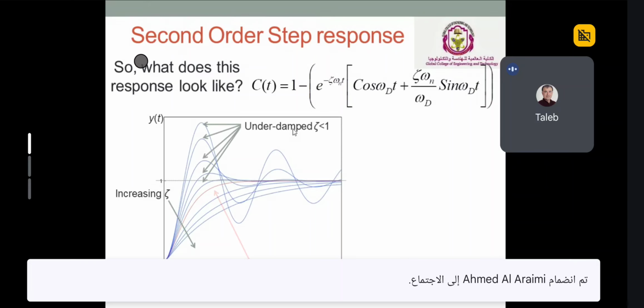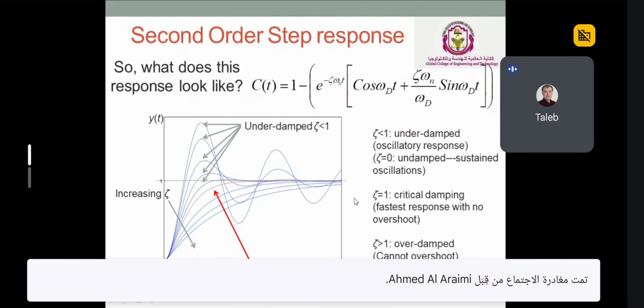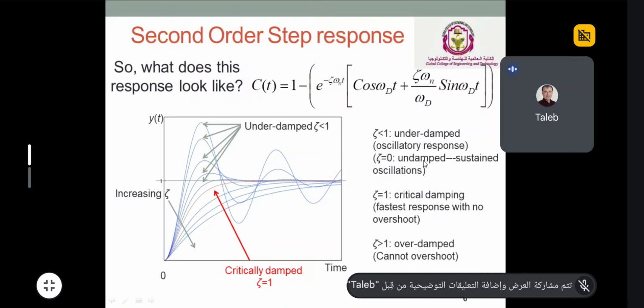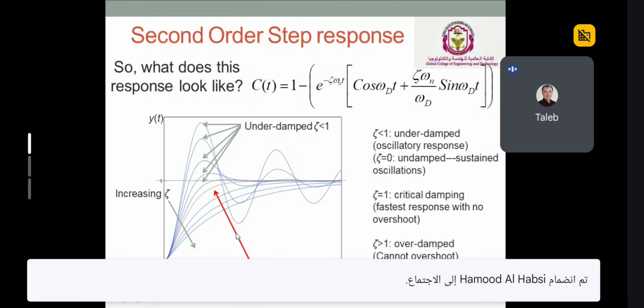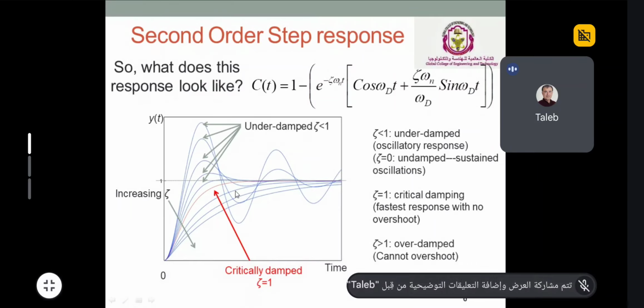Yeah, this one, over that. We say it cannot overshoot. Here we have overshoot, but here it is undershoot, so it is below that final value. So in between, at the border, we have critical damping, exactly zeta equal 1.